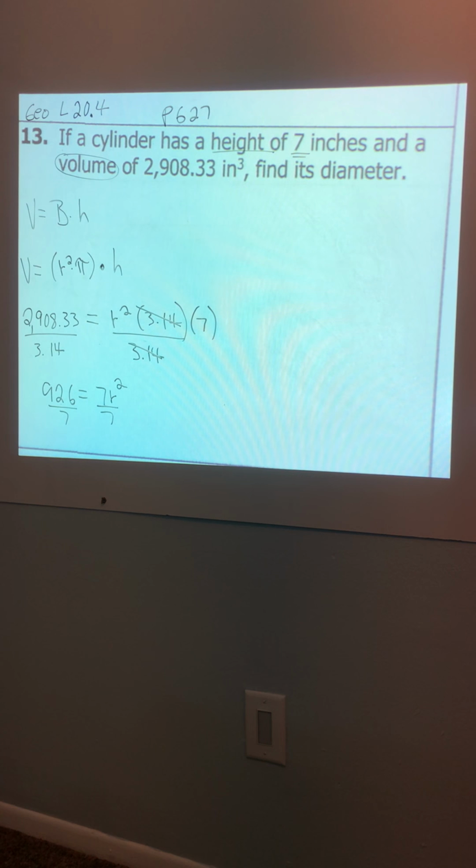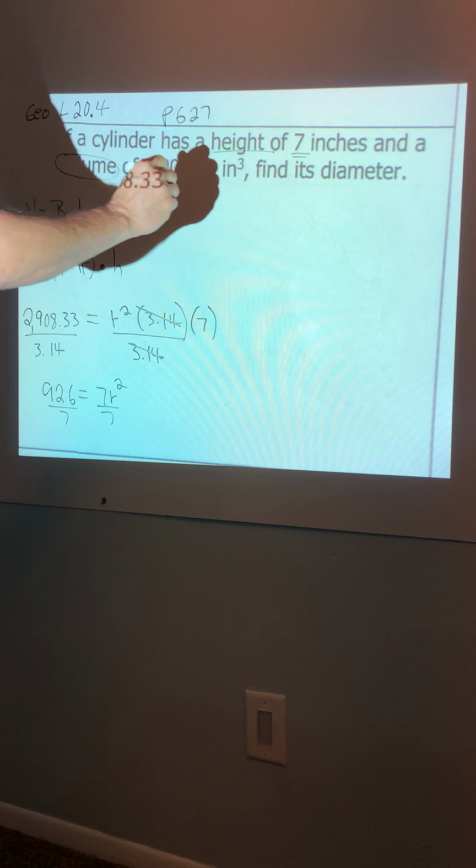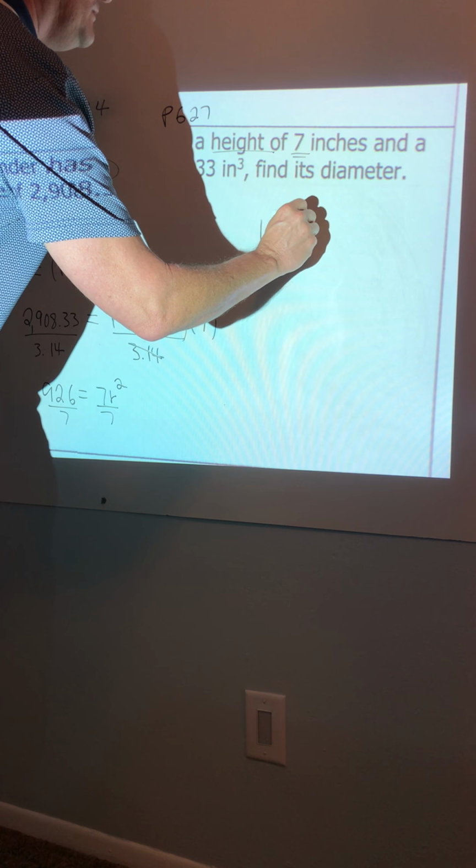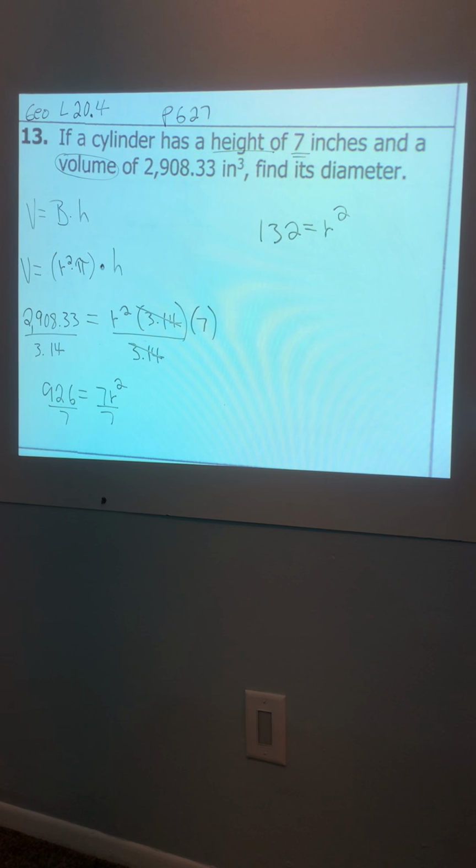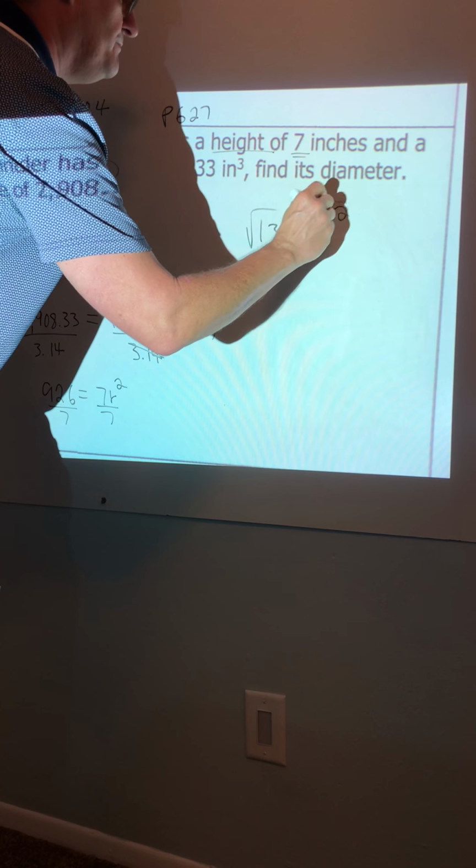926 divided by 7. All right? And I get 132. Okay? So I'm going to write it over here. 132 equals r squared. What's that? Oh yeah, don't let that r squared bother you. You know exactly, to unsquare something, you're going to do square root. So the square root of 132, and I get 11.5. Okay? So your radius is 11.5 after you square root.